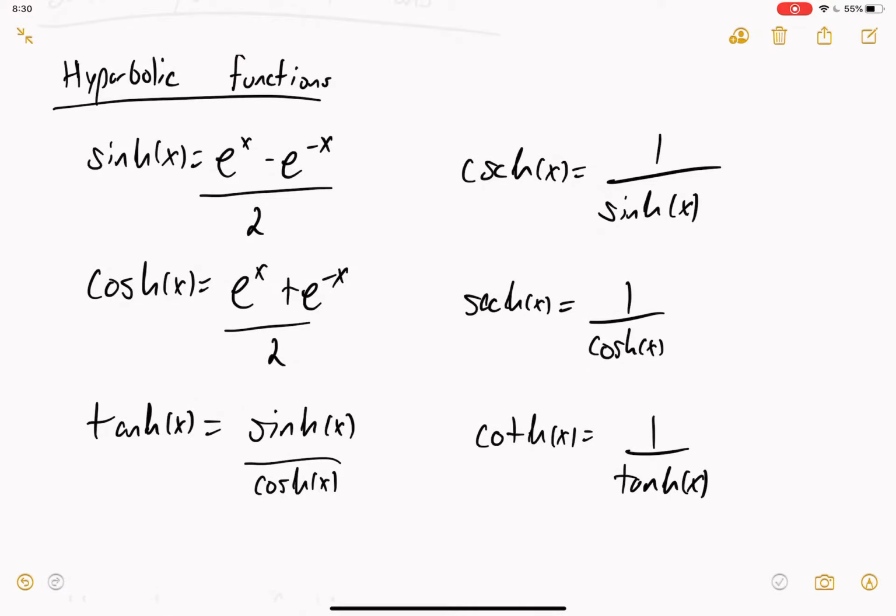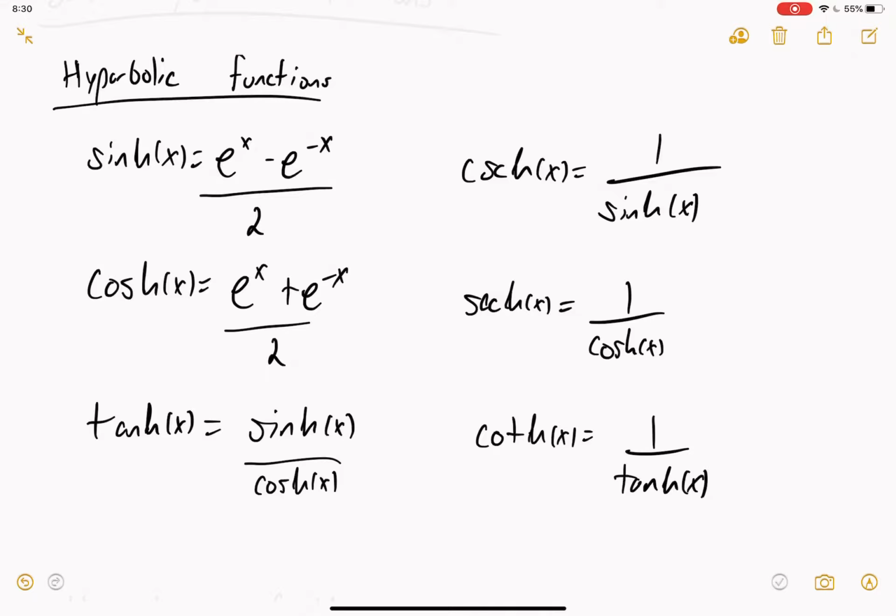But anyways, if you look at hyperbolic sine of x, or sinh of x, that's defined to be e to the x minus e to the minus x, divided by 2. And hyperbolic cosine is defined pretty similarly, where instead of the minus, it will be the plus. So it'll be e to the x plus e to the minus x, divided by 2. And you might be asking, why are they defined this way?